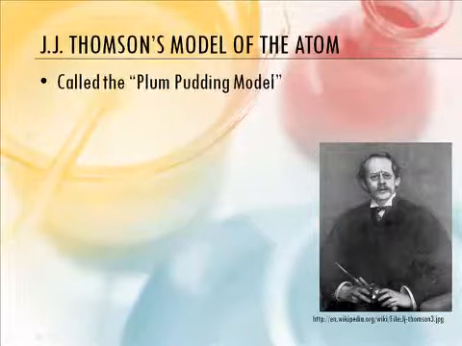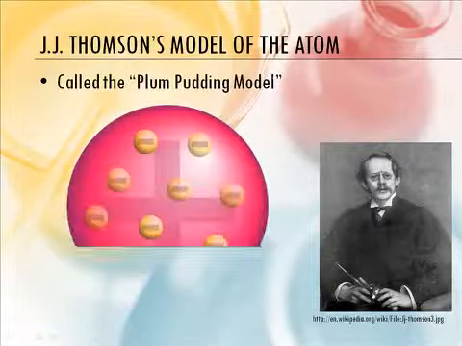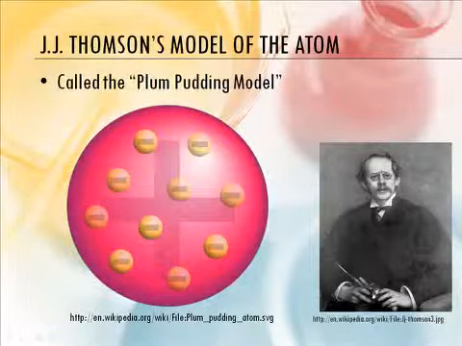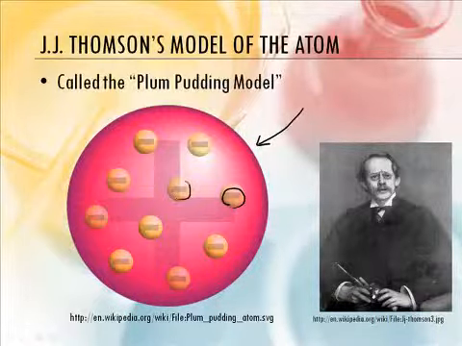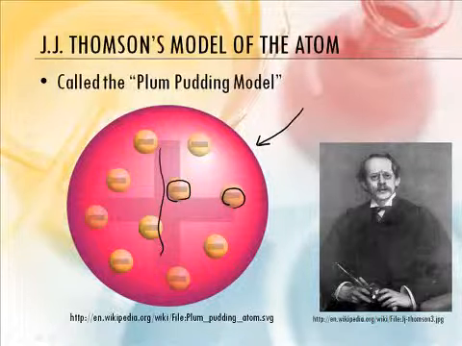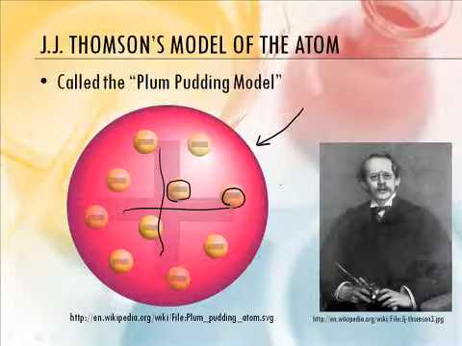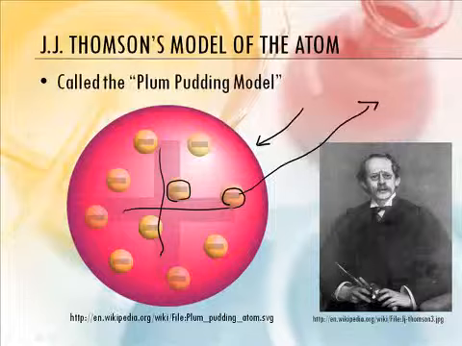Here he called his model the plum pudding model. But since we live in America, we don't know what plum pudding is. So I like to call this the chocolate chip cookie dough model. It's spherical, like chocolate chip cookie dough. The chocolate chips, of course, have a negative charge, and the cookie dough has a positive charge. The whole thing itself has a positive charge. That was his model. He said there are these negatively charged things living in a kind of cloud of positiveness.